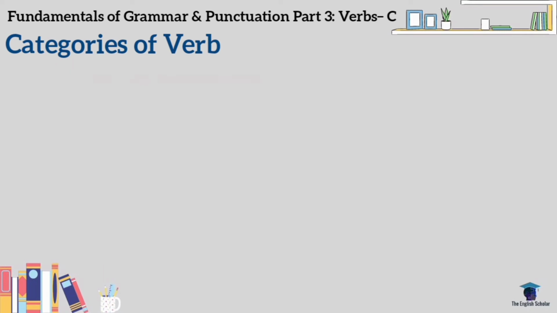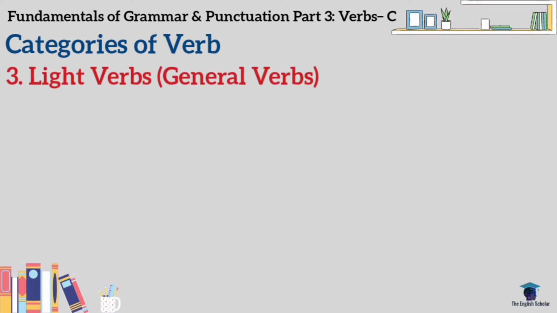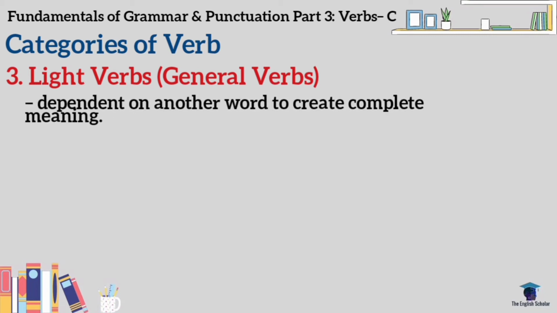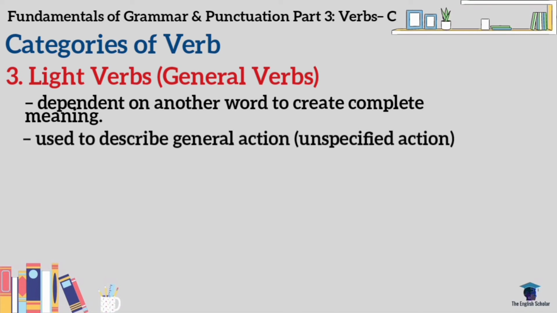Let's have number 3, light verbs. Light verbs do not carry unique meaning on their own, but instead, they rely on another word or words that follow them to become meaningful. They are commonly used to describe a general action rather than a specific one. Common examples include do, have, and take.